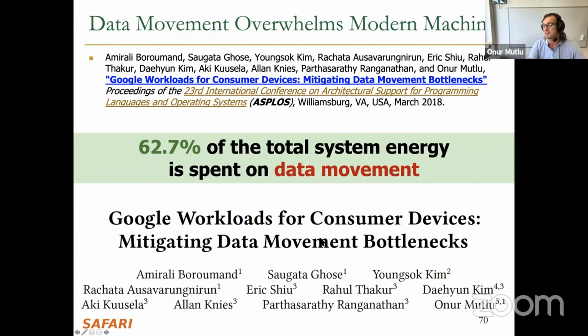Basically, this is a paper we did with Google a few years ago, where we showed that more than 60% of the total system energy is spent on data movement alone, just moving data across the memory hierarchy between the main memory and the processor and across the cache hierarchy. So essentially, we have a problem at our hands.